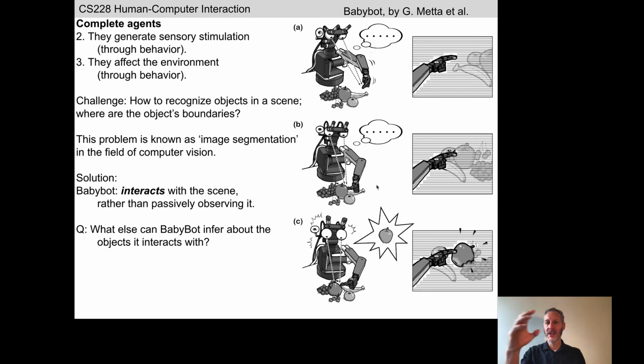We're assuming that BabyBot is just randomly sending signals to the motor, and from time to time it stops sending signals. And as it's playing or exploring, let's imagine that this blob of motion suddenly comes into contact with the apple. And now the blob of motion from one time step to the next suddenly changes. There was a certain blob, and now the shape of that blob has increased. What can BabyBot infer about this new piece of the blob?